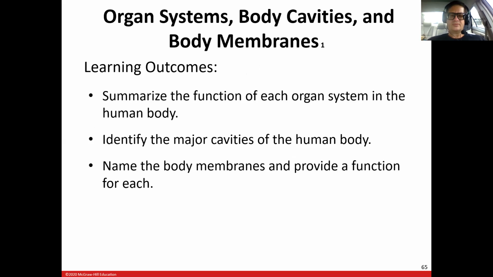So, learning outcomes. We summarize the function of each organ system. Sorry, we're doing organ systems. We're going to talk about what the different organ systems do. We'll talk about the cavities and the different names of membranes in the body. The big ones we're probably talking about here would be in the thorax, the area above the diaphragm.